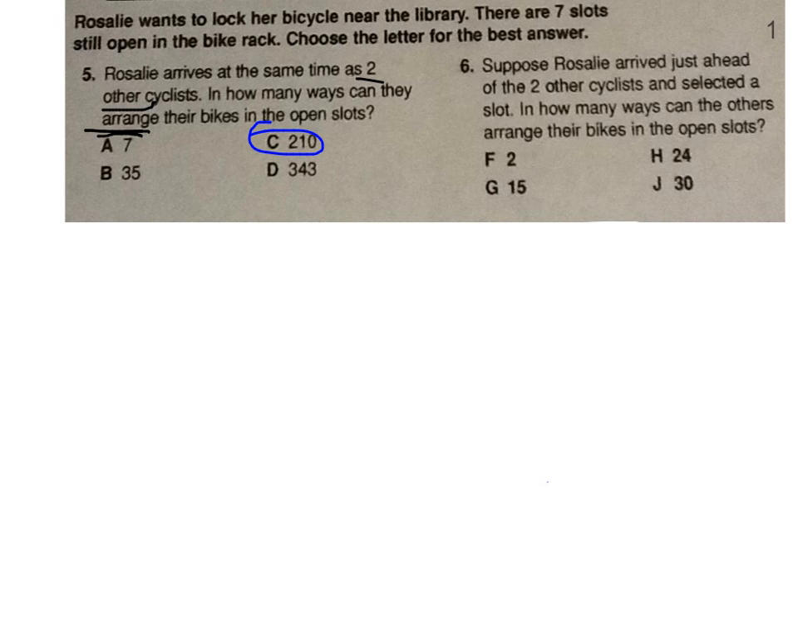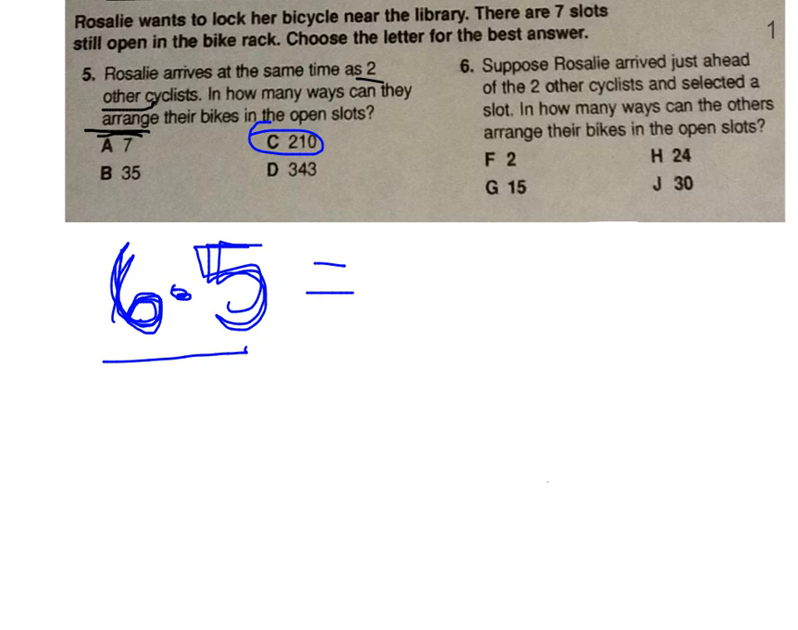So there's 6 open slots, and we're choosing 2. There's 6 options for the first guy, but once he's chosen, there's only 5 options for the second guy. So then the correct answer is 6 times 5, which is 30. And that's J.